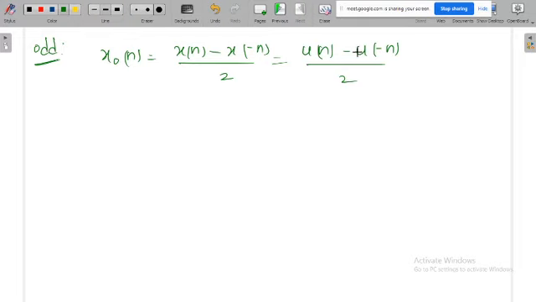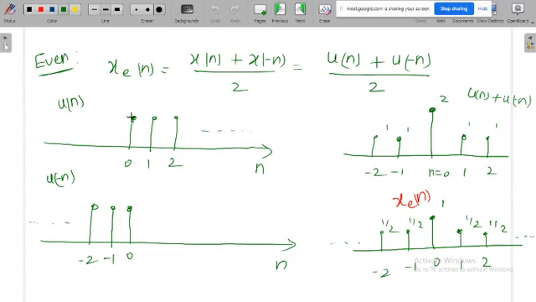Now I have to find out what is minus u of minus n. Already u of minus n is there with us. From that we have to find out minus u of minus n, or otherwise we can do one thing. This is u of n, this is u of minus n. Again you try to subtract the second diagram from the first diagram. That is also possible.